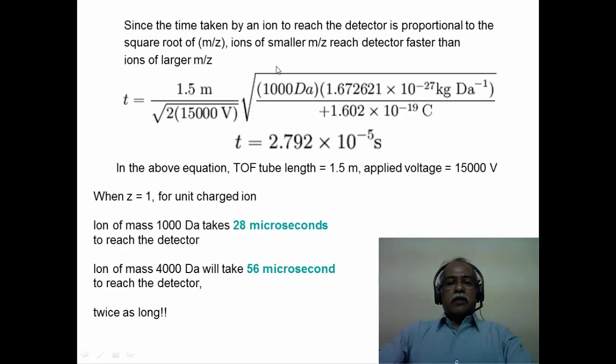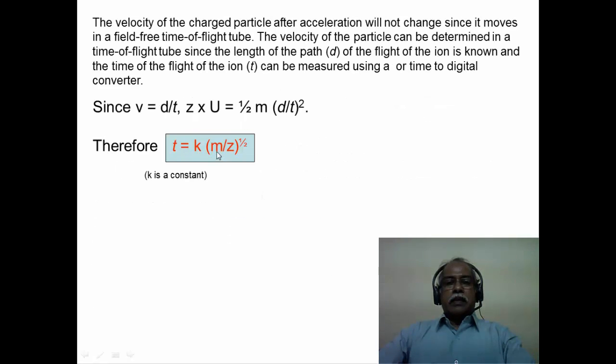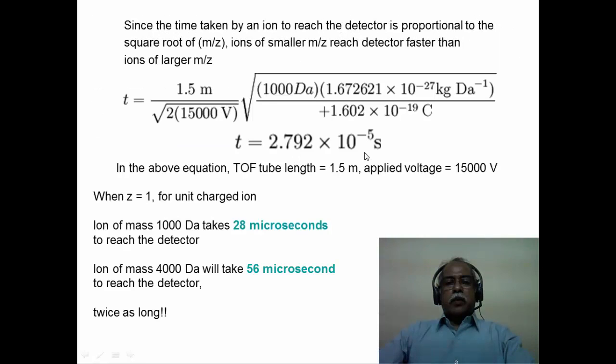What is this constant? We will see in a moment. Since the time taken by each ion to reach the detector is proportional to the square root of m by z of the ion, smaller ions reach faster compared to larger ions. This is the basic principle of time of flight mass spectrometry, and this is the expression that you saw with a certain constant times (m by z) to the power half, the square root of m by z.